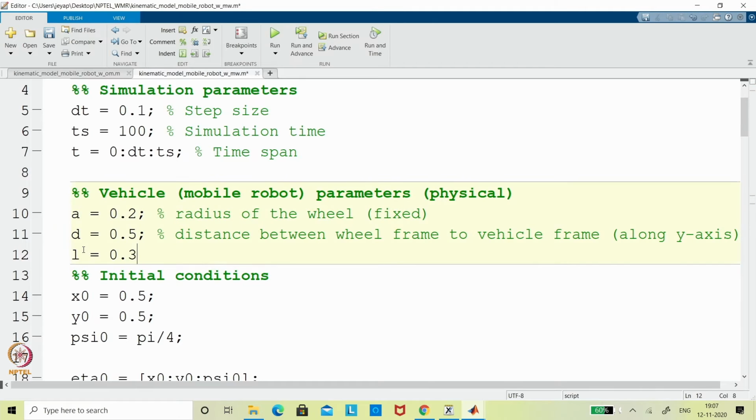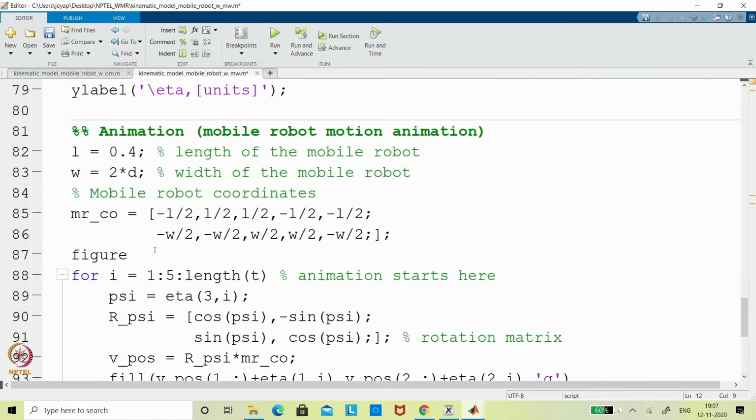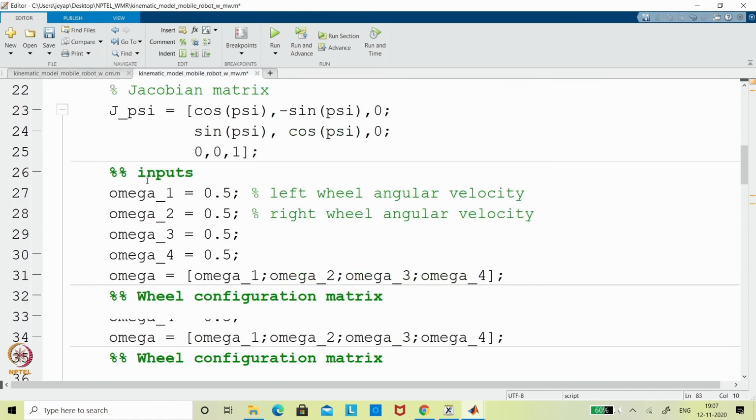I am saying that L is probably 0.3. Here I will write, just for benefit, this is 2D and this is 2 into L, you can say V, okay. This I will write as W just for consistency, then I have to write everything the same way.